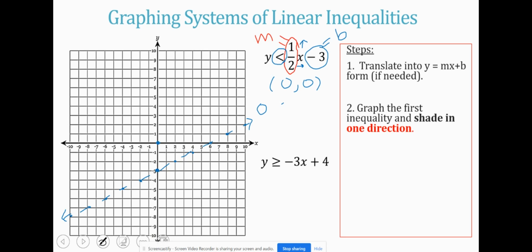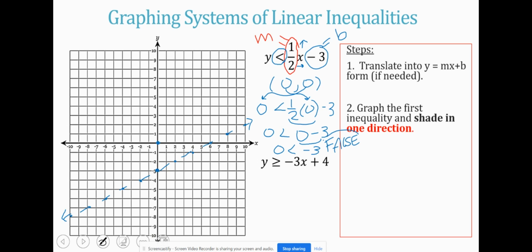So we have 0 is less than 1/2 times 0 minus 3. All I did was take these values and plug them in for x and y. So we multiply here, we get 0. Bring everything else down. Subtract here, we get negative 3. So is 0 less than negative 3? Think about it, is 0 smaller than negative 3? This is false.